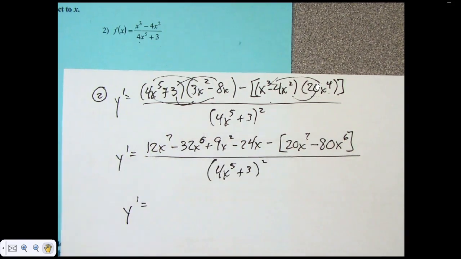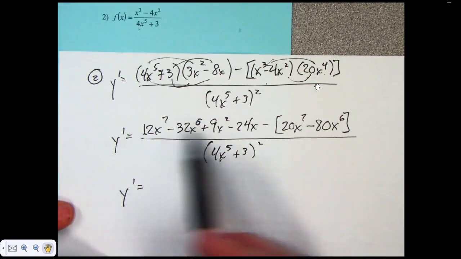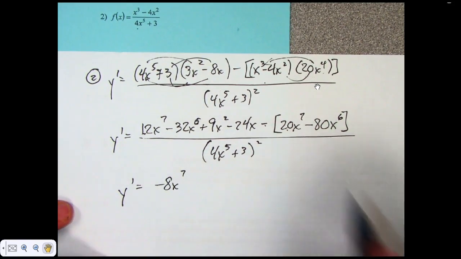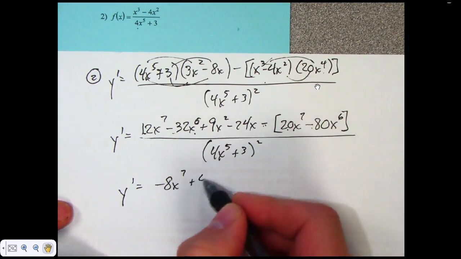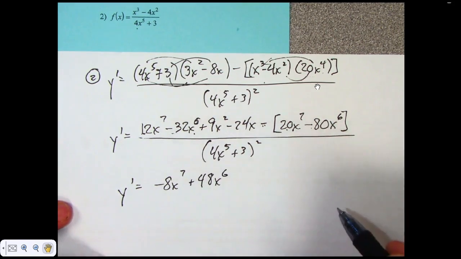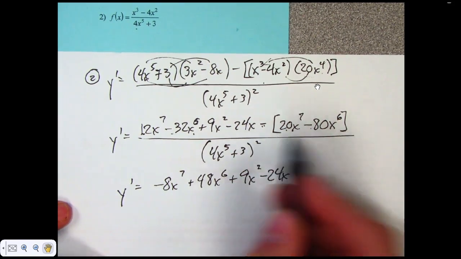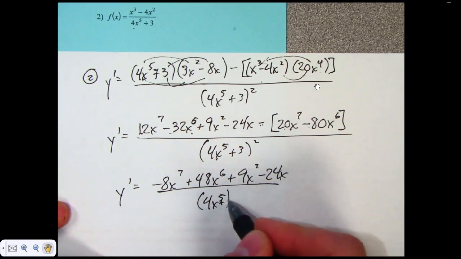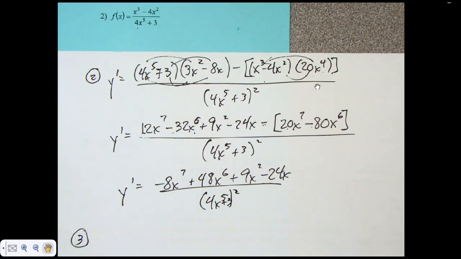And now I got to subtract what's in the big subtraction bracket. So 12x to the 7th minus 20x to the 7th is negative 8x to the 7th. Negative 32x to the 6th minus negative 80x to the 6th, so that's really plus, and that becomes 48x to the 6th, and then the 9x squared and the minus 24x don't have any common terms over there, so I leave them as they are. And the bottom I leave it like it is too. And then I'm done with 2.